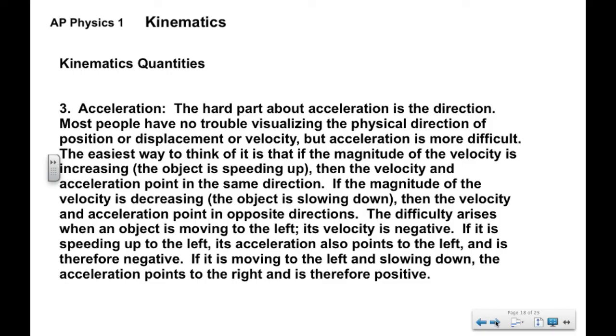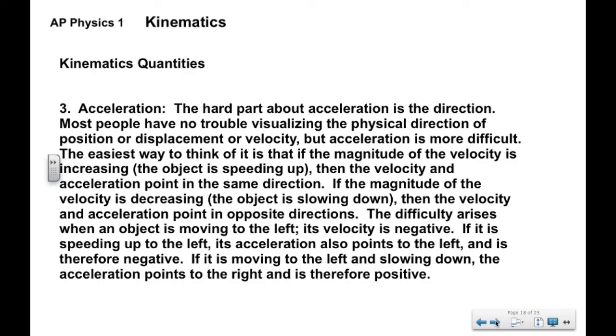The hard part about acceleration is visualizing the direction. Most people don't have any trouble visualizing the physical direction of position or displacement or velocity, but acceleration is harder. The easiest way to think of it is that if the magnitude of the velocity is increasing or the object is speeding up, then the velocity and the acceleration point in the same direction. If the magnitude of the velocity is decreasing or the object is slowing down, then the velocity and the acceleration point in opposite directions.